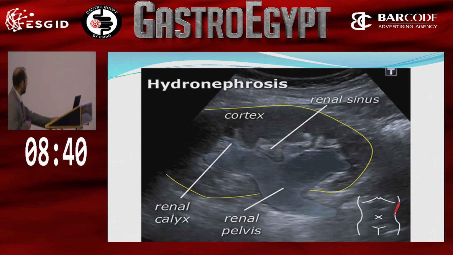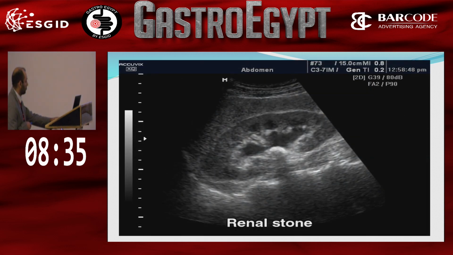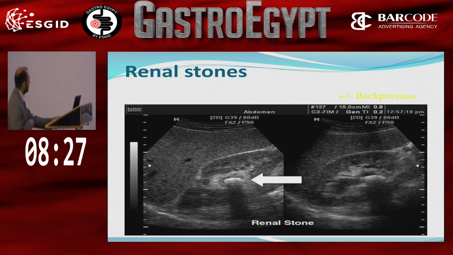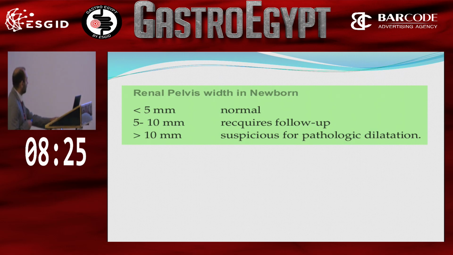Okay. This is the renal cortex. This is the dilated renal pelvis. There is the cause of the renal back pressure: the stone, the renal calculus. Okay. If I have a baby or something pediatric, I have to look for the renal sinus. If it is more than 10 millimeter, I will suspect there is pathological hydronephrosis.